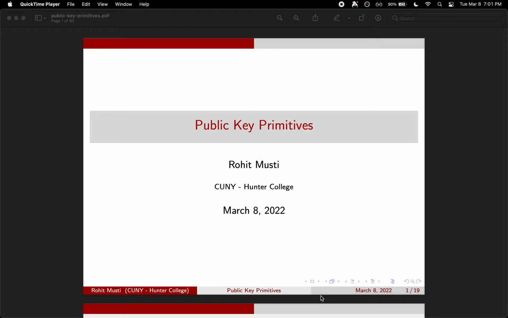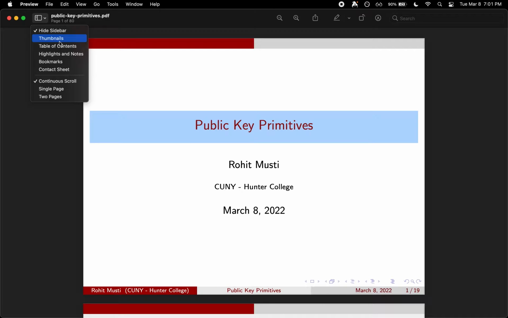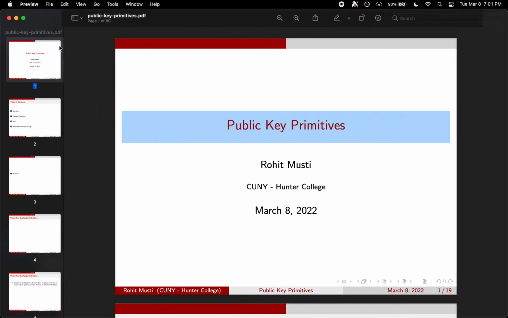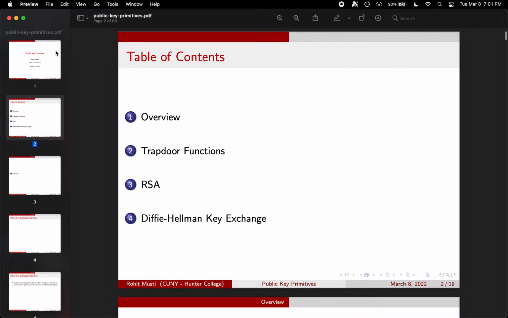We'll be discussing public key primitives as a continuation of our introduction to public key cryptography from last week. As a brief summary, last week I introduced the notion of asymmetric encryption. And before we spend some more time thinking about that, I wanted to spend some time talking about methods of sharing secret keys. So with that, let's get started.